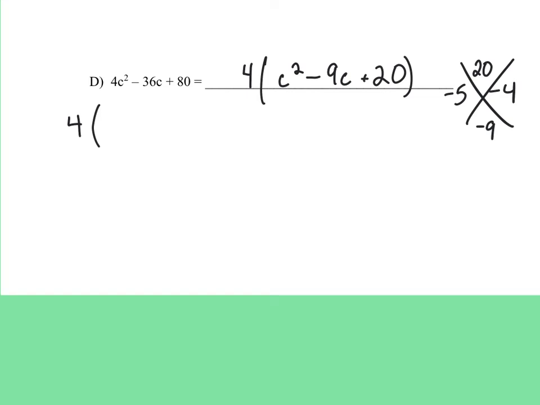Then we do what? What do we write? It's C squared minus 5C minus 4C plus 20.